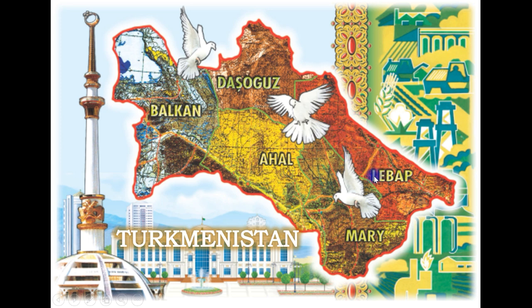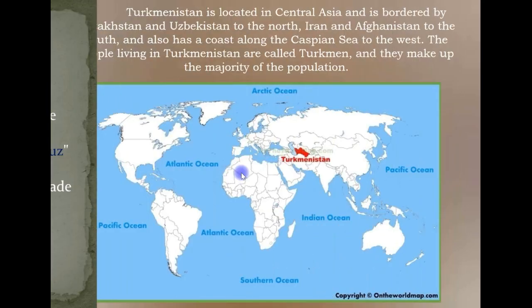Another region is Lebap. Lebap Walayati. This is the letter B, but we read it as a V when the B is in the middle of the word or between vowels. Lebap. We do not say Lebap with a B. No. Lebap Walayati. Then Ahal Walayati. It's in the south of Turkmenistan. Ahal Walayati. And the last one, but not the least, Mary. Mary Walayati. Let's go to the next slide.